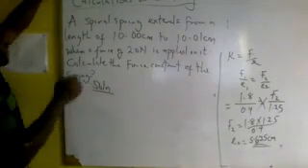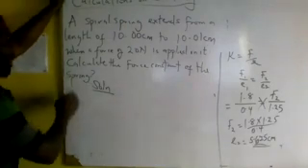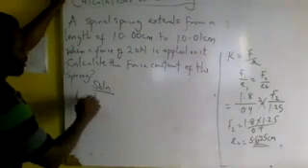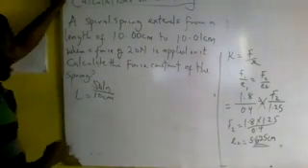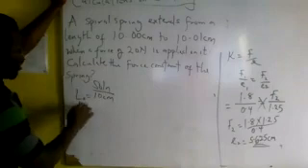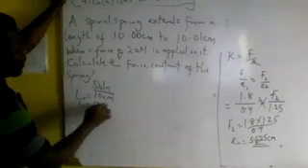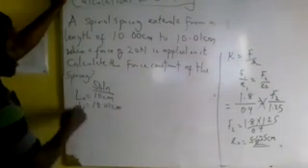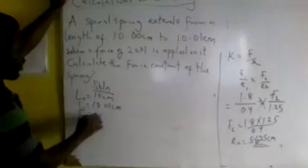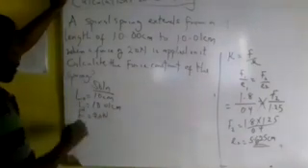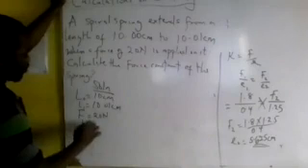Now, what are the parameters we have? The first one we have is the original length, which is what? 10 cm. And the second one we have L1, which is what? 10.01 cm. They said a force of what? 20 newtons is applied. Calculate the force constant.